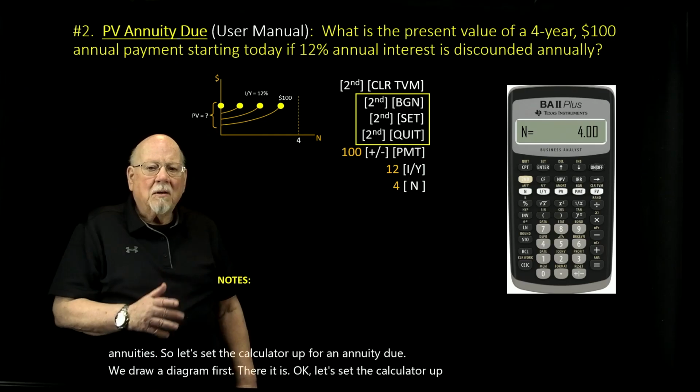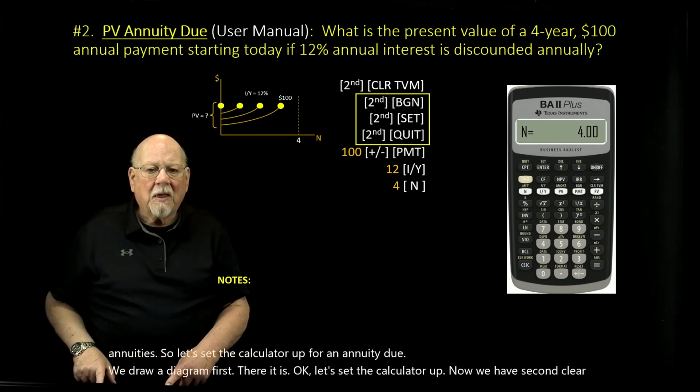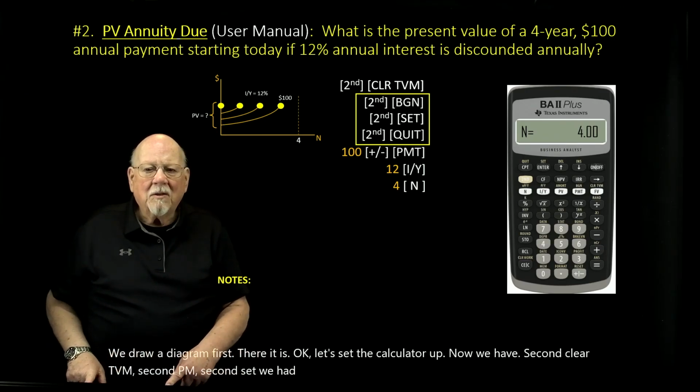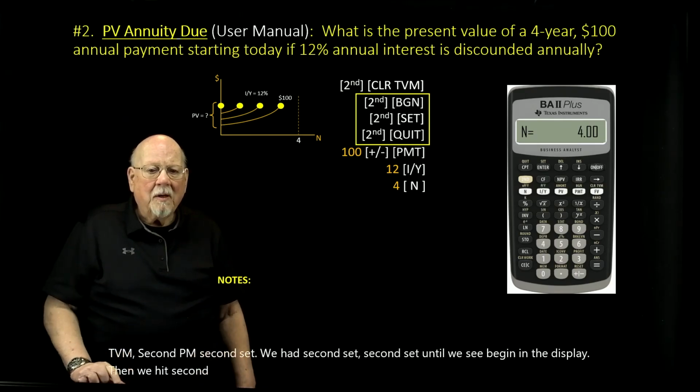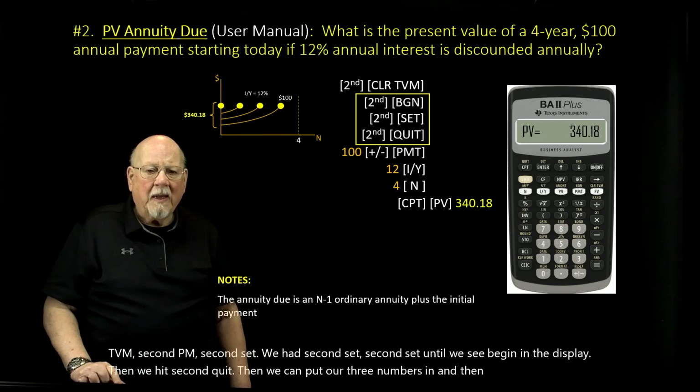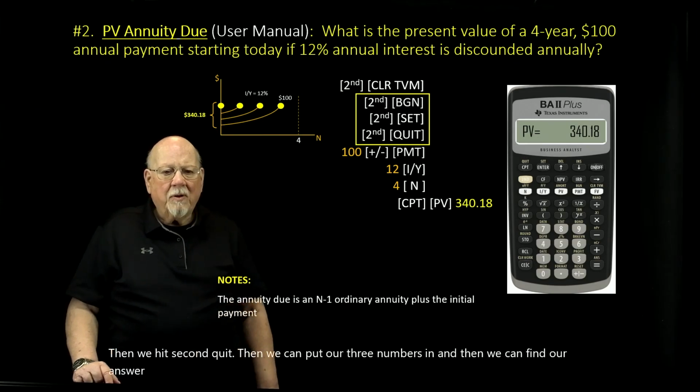Now, we hit second clear TVM, second begin, second set. We hit second set until we see begin in the display. Then we hit second quit. Then we can put our three numbers in, and then we can find our answer, and our answer comes out at 340.18.